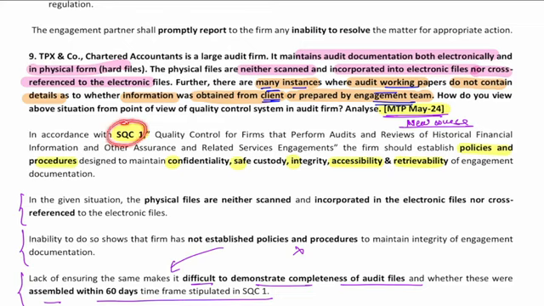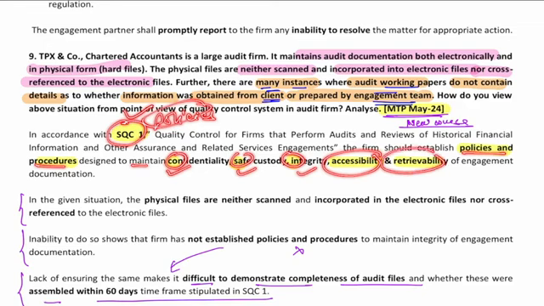As per SQC-1, whenever you talk about policies, there is only one standard, that is SQC-1, which talks about it. SQC-1 says there are policies and procedures to maintain CONCI. CONCI means confidentiality, safe custody, integrity, in a way that you can access the information and download it, that is retrieve it. Got it, sir.